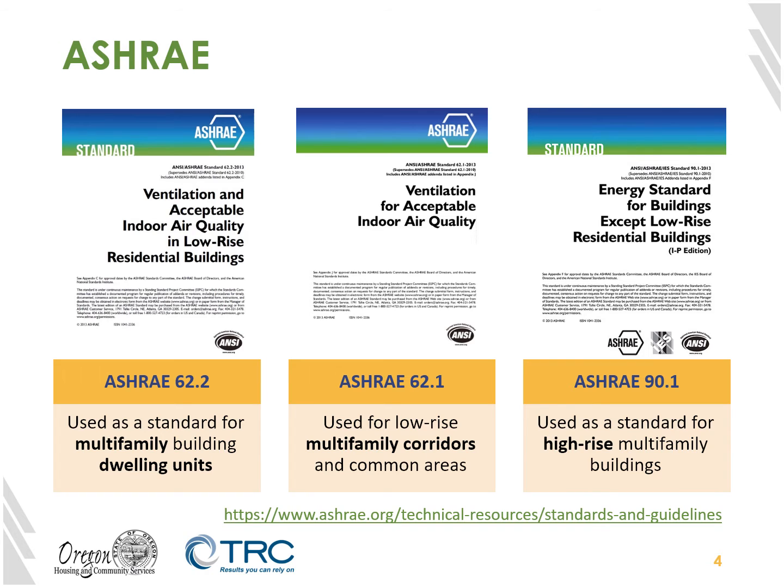ASHRAE 62.1 applies to low-rise multifamily corridors and common areas. ASHRAE 90.1 applies to high-rise buildings generally, including high-rise multifamily residential buildings. For the Oregon Multifamily Energy Program, both our whole building and bundled savings packages reference ASHRAE for ventilation standards.